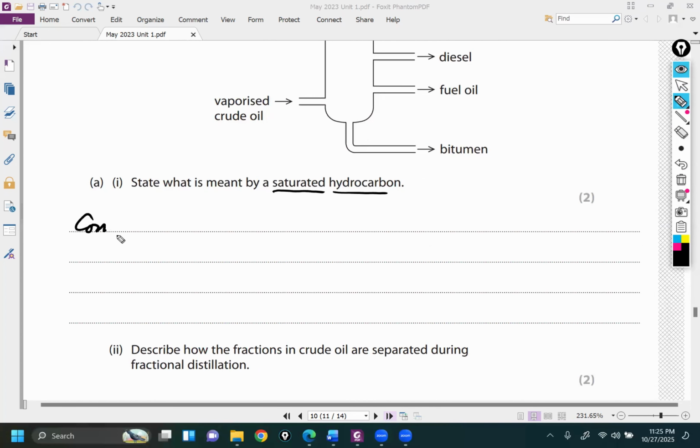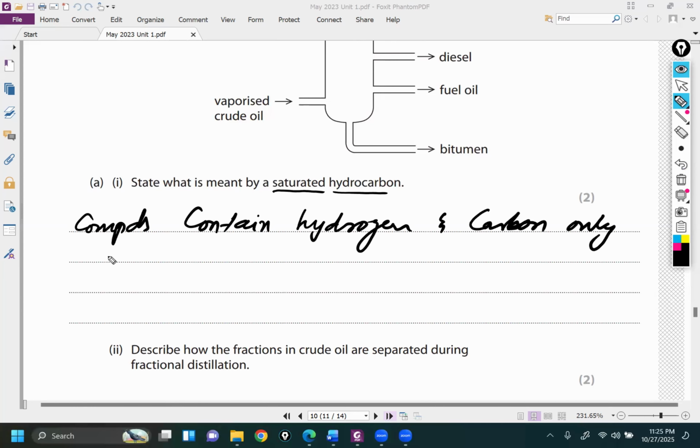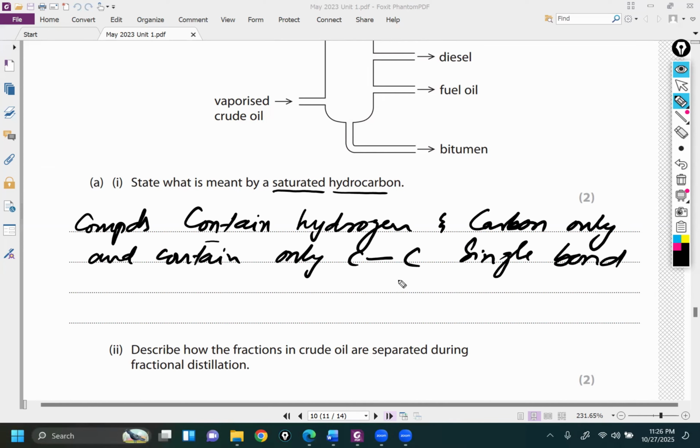So compounds that contain hydrogen and carbon only, and contain only carbon-carbon single bonds. So the first part is for the hydrocarbon and the second part is for the saturated. So this is part A1 in question number 22.